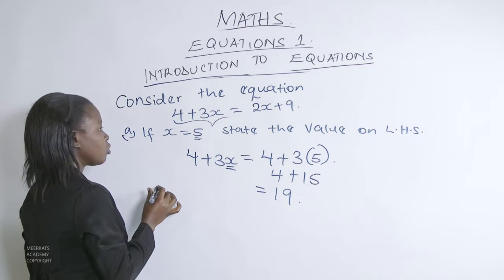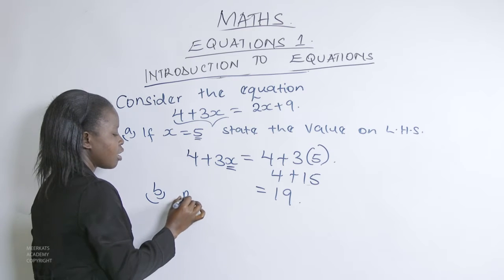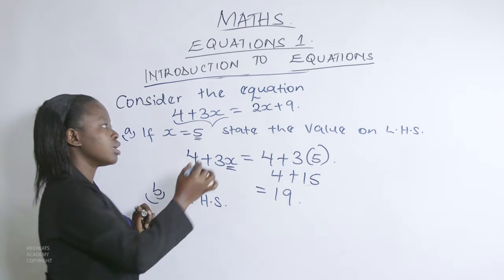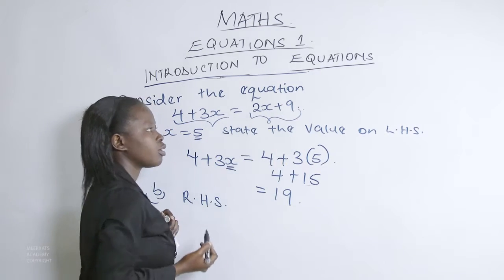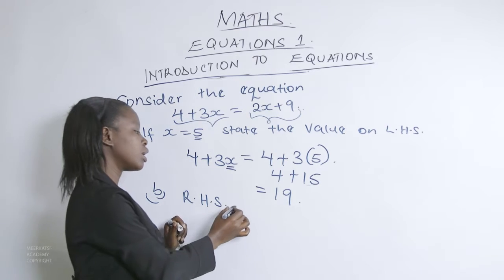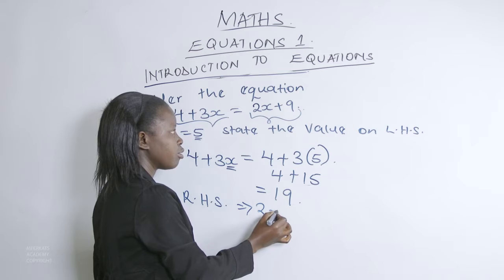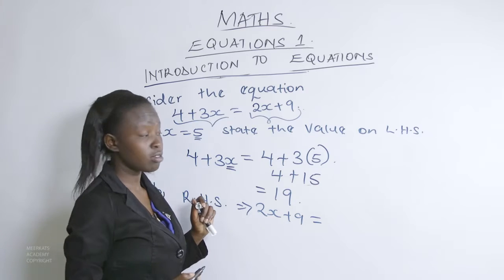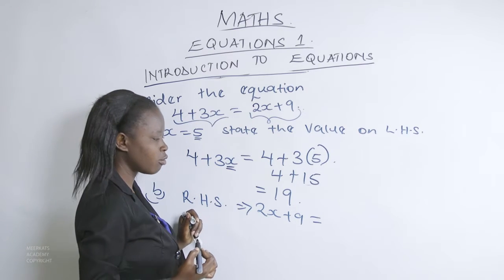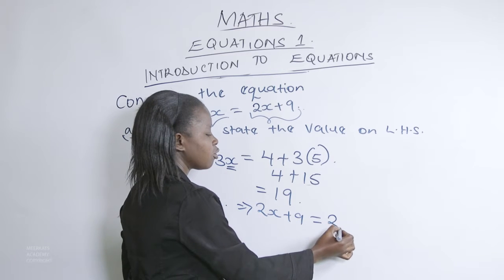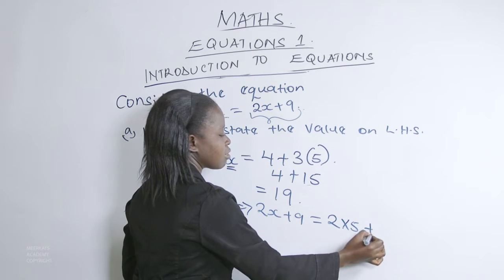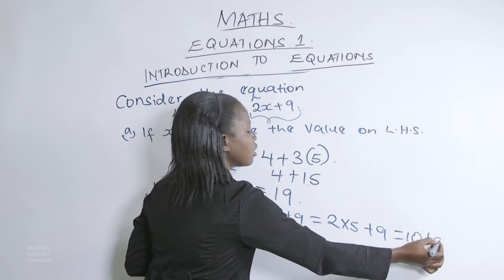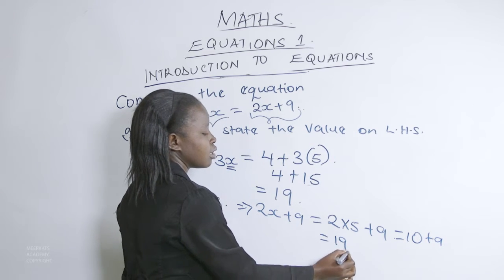Part B, we need to get the value on the right hand side. So getting the value on the right hand side, it means we take the expression that we have on the right hand side, and the expression I have is 2x plus 9. My value for x is 5. So we are substituting where we have x with 5, so that I'll have 2 times 5 plus 9. 2 times 5 is 10, plus 9. 10 plus 9 will give us 19.